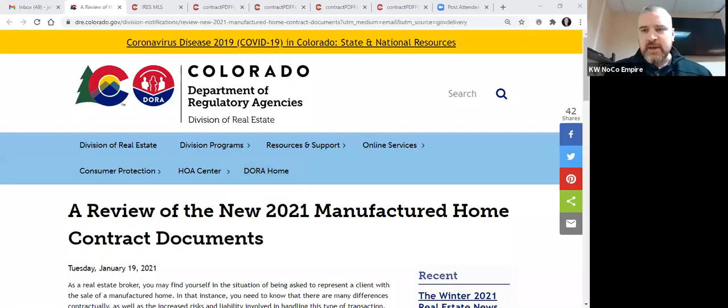So let me pull up a screen here. We're going to look at just kind of an advisory which came from DORA. And DORA is a division of, or Department of Regulatory Agencies. The Colorado Division of Real Estate is one of the divisions in the Department of Regulatory Agencies.